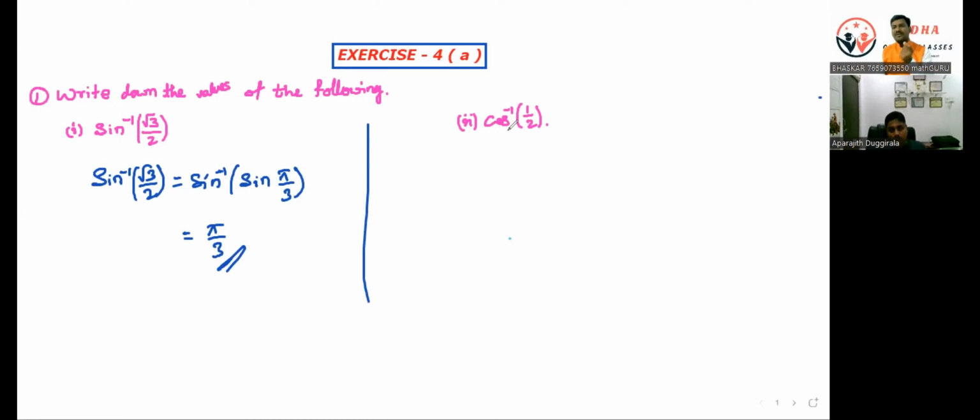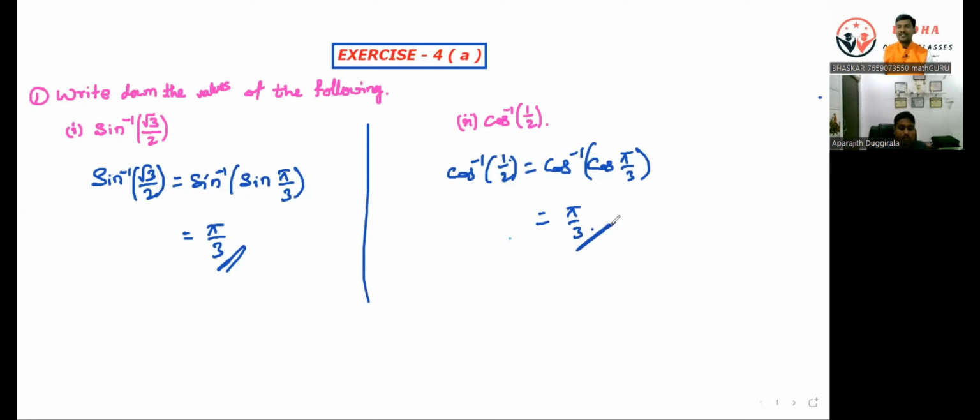And cos inverse of 1 by 2. Next one is cos inverse of 1 by 2. In this question, write the cos inverse as it is and 1 by 2. When we get 1 by 2 in cos theta: sine 30 is 1 by 2, and cos 60 is 1 by 2. So cos pi by 3. Cos inverse gets cancelled. So here we get pi by 3. 60 degrees or pi by 3.